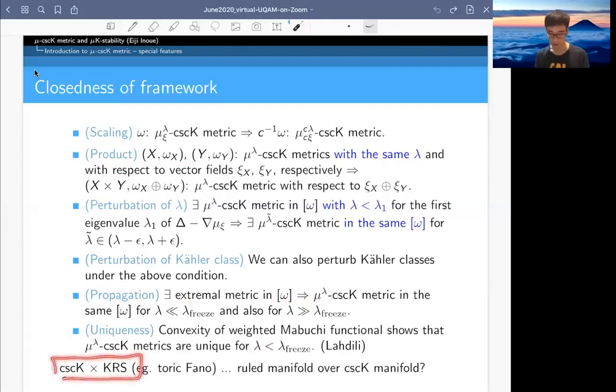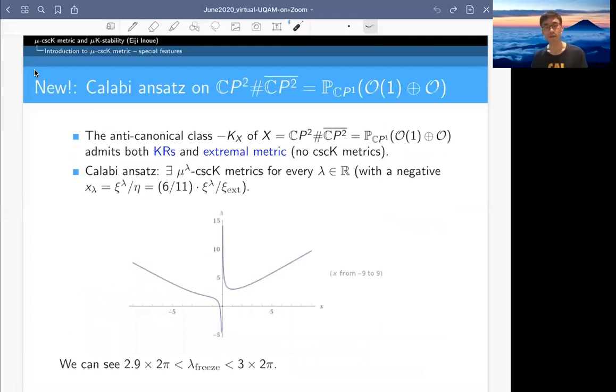And it seems this is a typical example of Fano fibrations, so it might be interesting to search for the existence of mu lambda cscK metrics on Fano fibrations, and it is natural to ask about the existence of mu lambda cscK metrics on Fano manifolds over a cscK manifold. And I will talk about the easiest example, the Calabi ansatz on the P1 bundle over P1. This P1 bundle over P1 is isomorphic to the one-point blow-up of CP2. So the anticanonical class is ample.